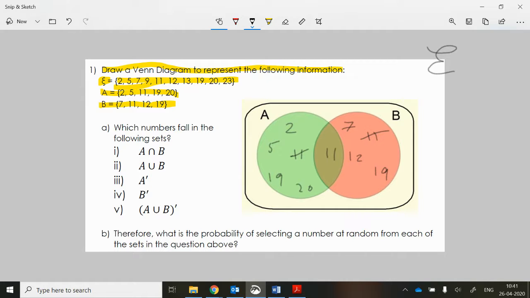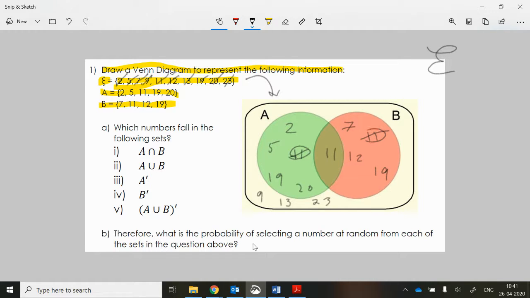Okay, now we need to go and check that we've got all of our numbers here, because all of these numbers should be in here somewhere or other. So yeah, 2 I can see is there, 5 is in there, 7 is in there. I don't see 9 anywhere, so 9 has to go on the outside. So now we've sorted 9 out. 11 is in the center. 12, yeah, see it on the right. 13, I don't see 13 anywhere, so I need to put that on the outside as well. 19 is there. 20 is there, and 23 is not there, so I'm going to put 23 down here as well. Now that's our complete Venn diagram.